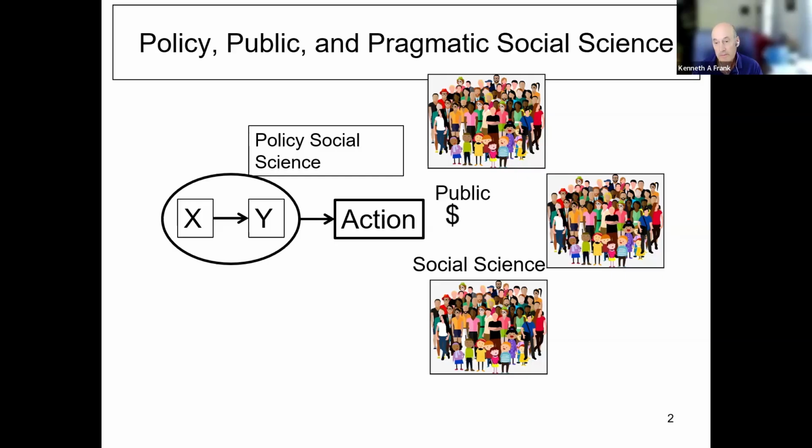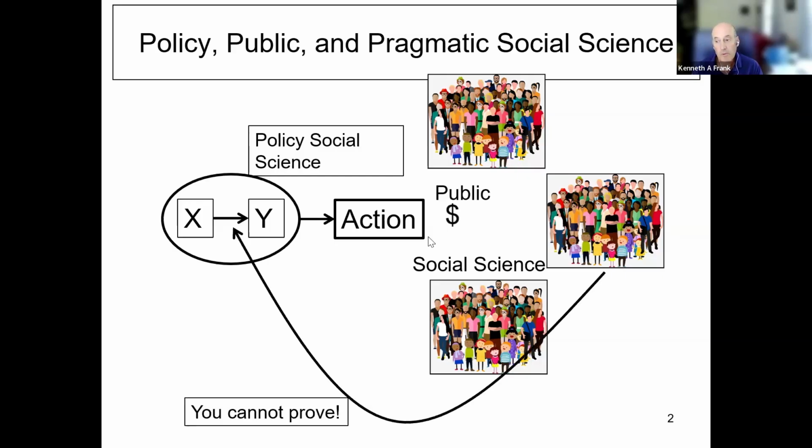Well, there might be folks, well-meaning, who say, we don't really like that new allocation of resources, and we're going to challenge it, and we're going to challenge it by saying you cannot prove that X causes Y. You cannot prove that hiring a certain type of teacher really improves achievement or something like that. And because you cannot prove it, we're going to take away that action and keep the resources where they are.